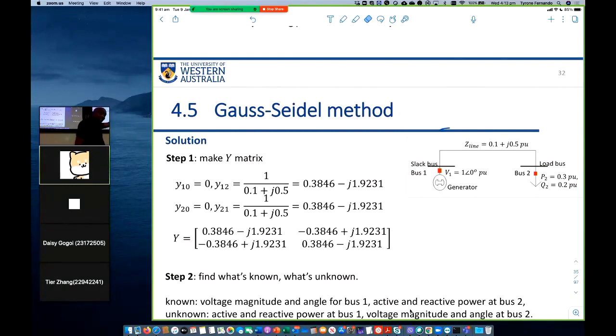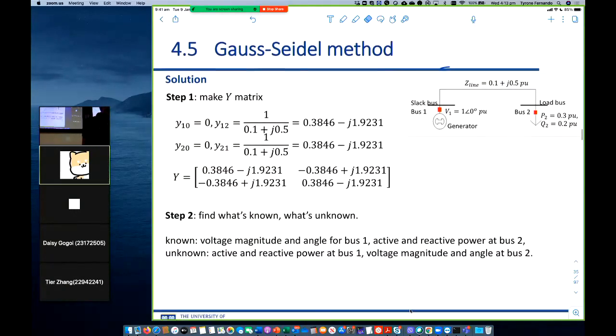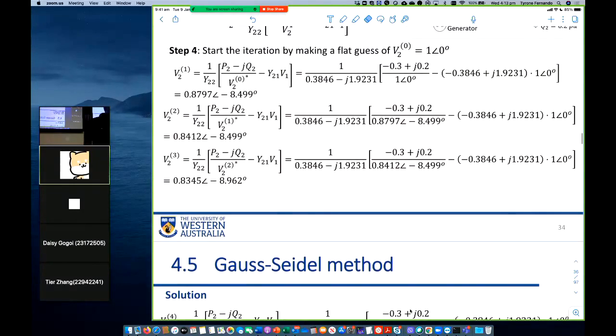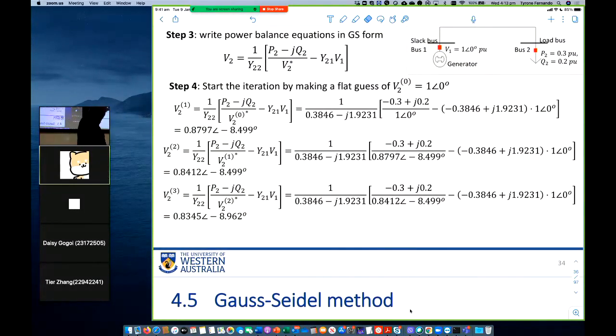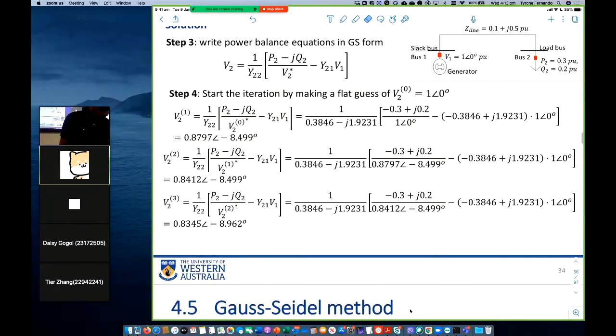Remember, I said the injection is what we need to consider here. Injection of P is negative 0.3. Injection of Q is negative 0.2. So when I write this equation, notice this: this is P2, negative 0.3, and then we have negative jQ2, and Q2 is minus 0.2. So with that negative in there it becomes plus 0.2. So we have to know the notation, sign convention, and what different symbols mean.